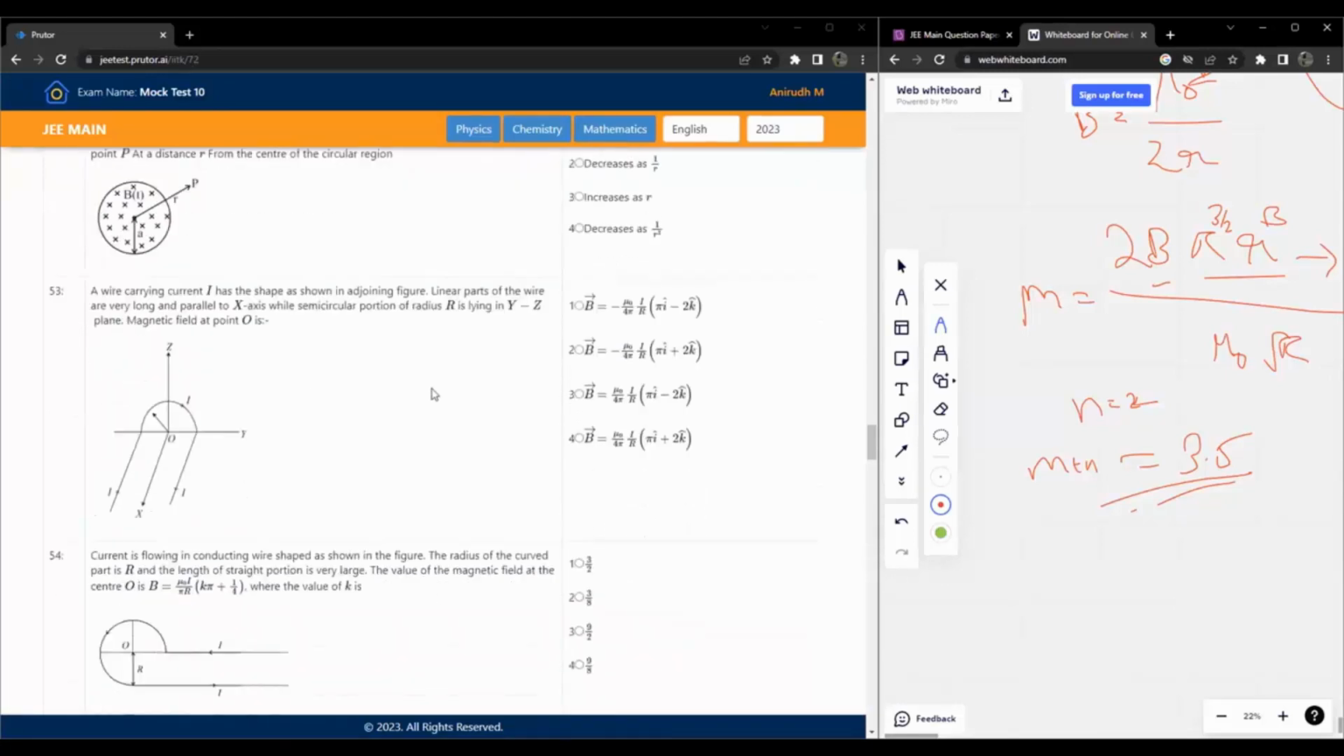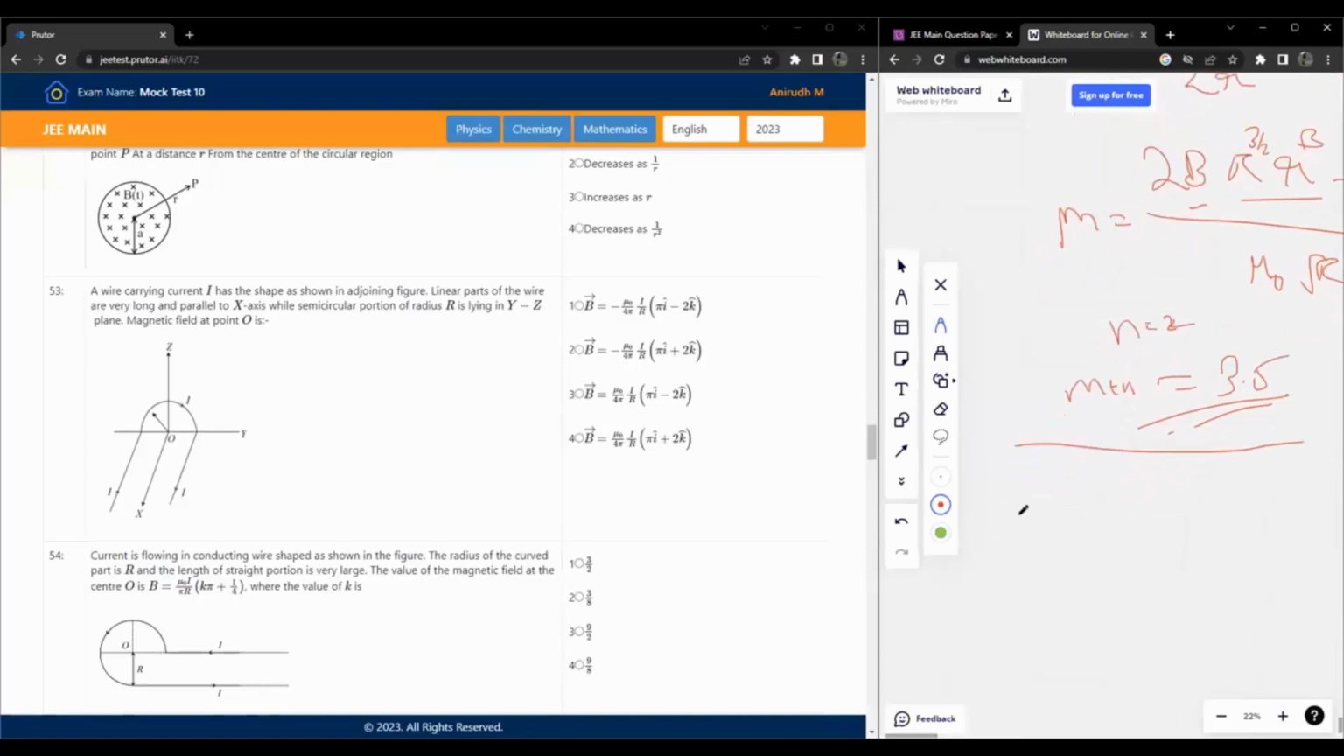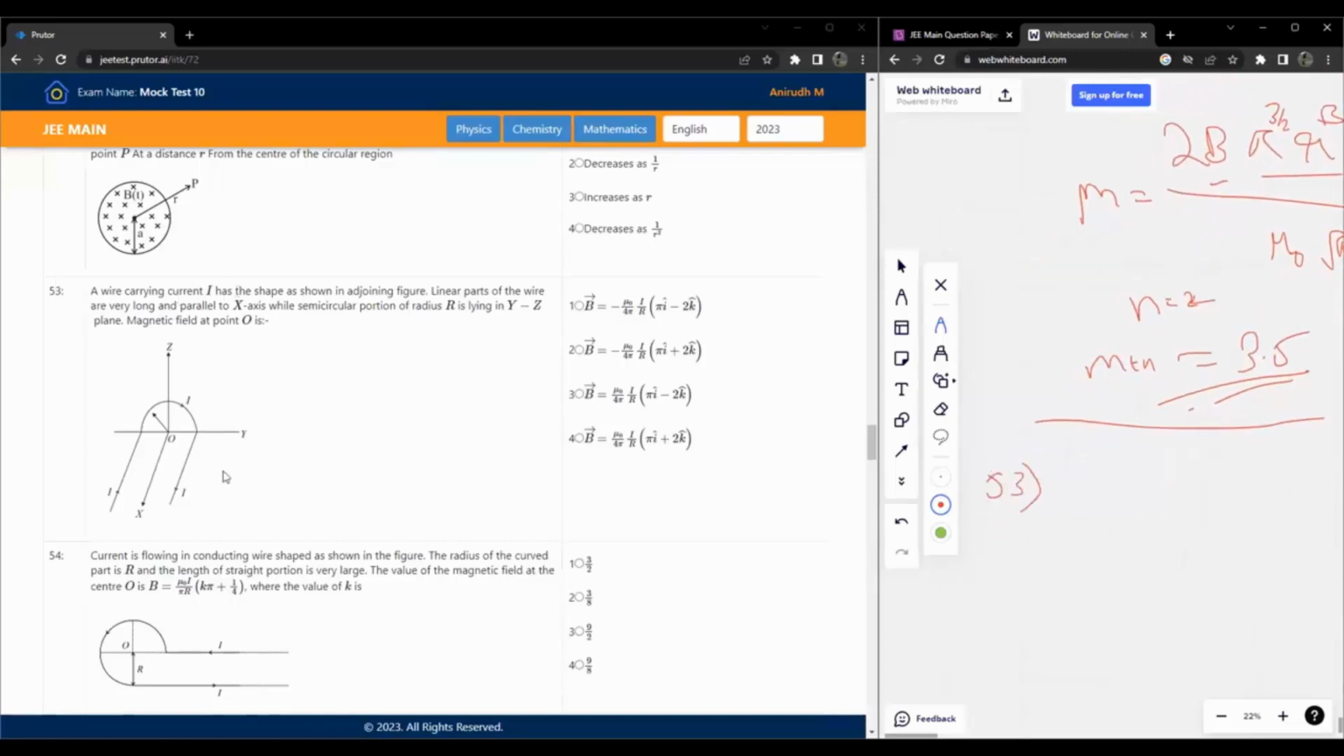And 53, a wire carrying current I has shape as shown. R is lying in the plane, magnetic field at O is? I know solving this kind of question before. This option 2 is correct, right? So this is question number 53, where you have a wire carrying current I in the shape of two linear paths and the semicircular part which is in the plane.